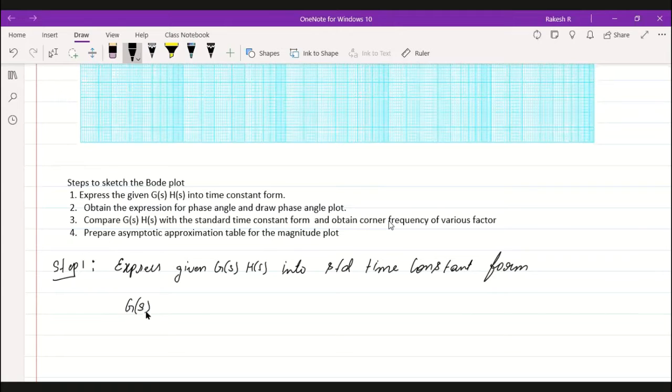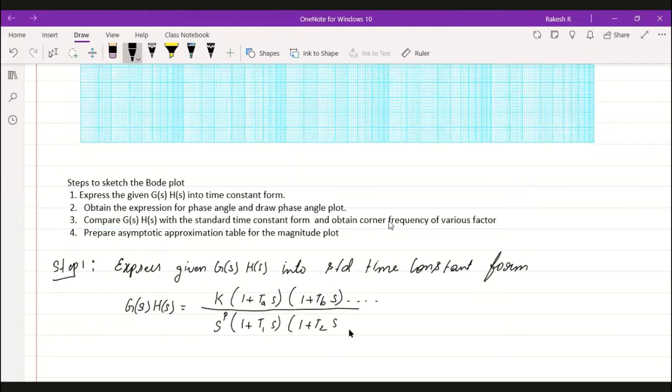Now, what is the standard time constant form we have? That is g of s into h of s. What is this standard time constant form? That is k into 1 plus TAS, right, into 1 plus TBS, etc., divided by s raised to p into 1 plus T1s into 1 plus T2s, etc. Right. This is the standard time constant form we have. Now we need to express the given g of s into h of s in this form.